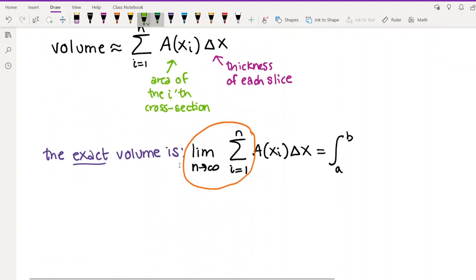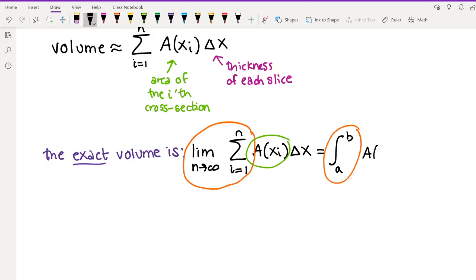So we saw above that that became the integral symbol. And then what is A of xi going to become? Well, that's just going to become A of x. So it's going to be some kind of an area function, and we'll see how that plays out in our examples in a little bit. And then delta x, as we saw above, is going to become dx.